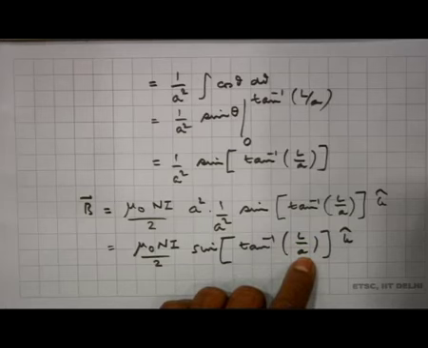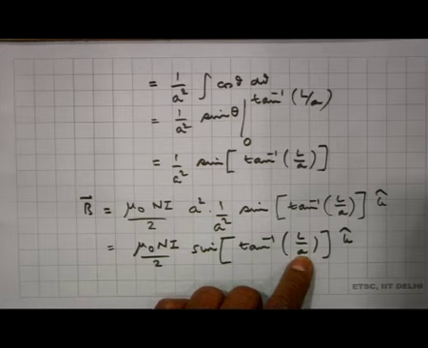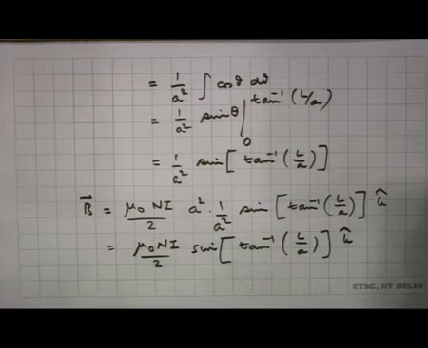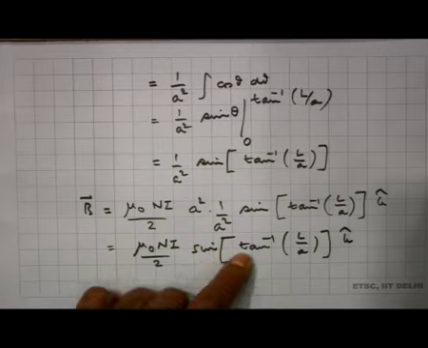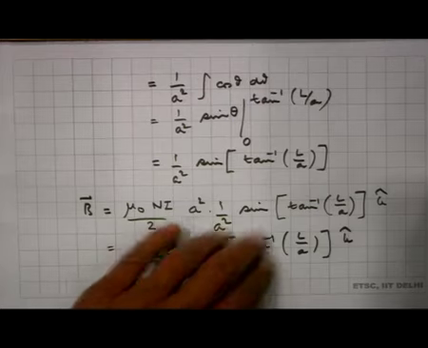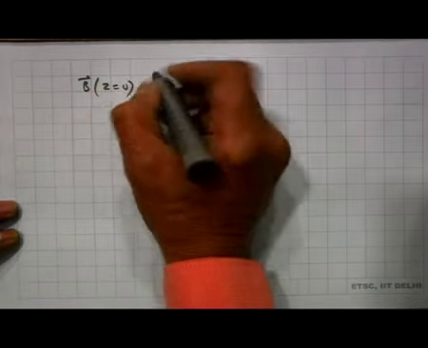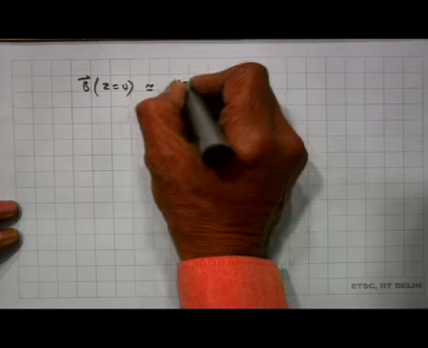Now, if length is very large compared to radius, then L by A becomes very large and tan inverse of a large quantity is pi by 2, tan inverse infinity is pi by 2. So, tan inverse of a very large quantity is close to pi by 2 and sine pi by 2 is close to 1. So, I get B at z is equal to 0 is approximately mu naught n I by 2.